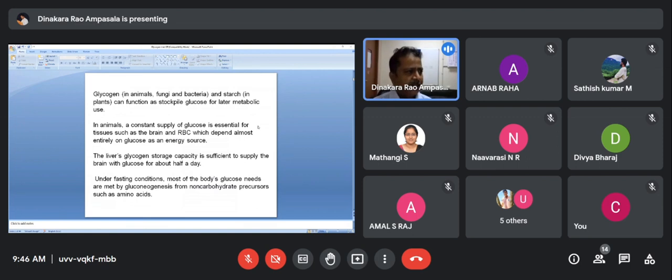Okay, particularly in animals and fungi and bacteria. And when you see the polymer of glucose in plants, you can see starch and cellulose. Okay, so glycogen is a polymer of glucose, and it can be used as a kind of storage of glucose inside the cell for metabolic activities.